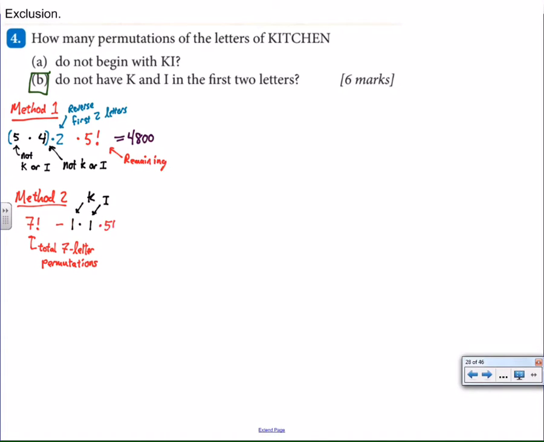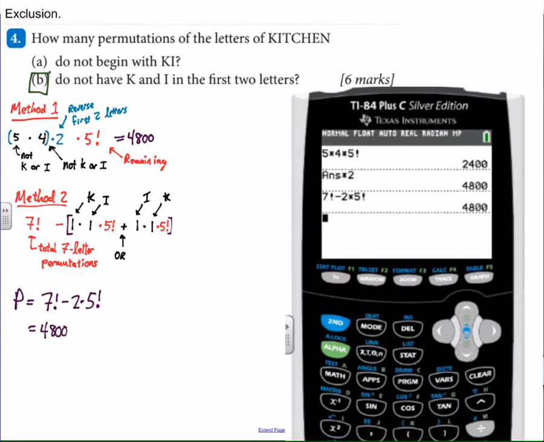But using the elimination method, I have a lot more confidence because I'm able to see that we have the 7 factorial total 7-letter permutations, and then there's the words that start with K and then I, and then have 5 other letters that could be in any order. And then there's also the word that begins with I and then K and has the 5 factorial permutations left over. And those are both being eliminated. So either way, no matter how I slice it, I use both approaches and I get the same result.